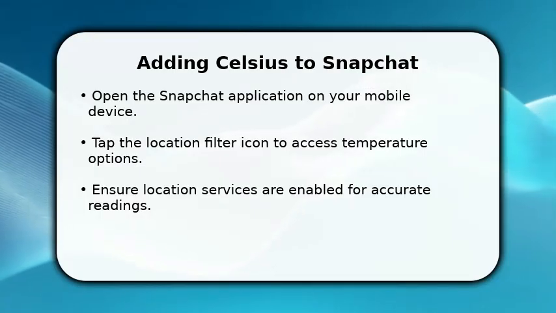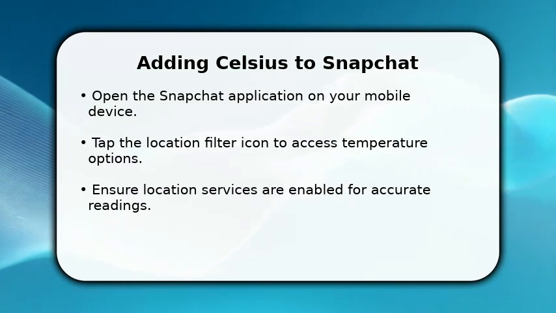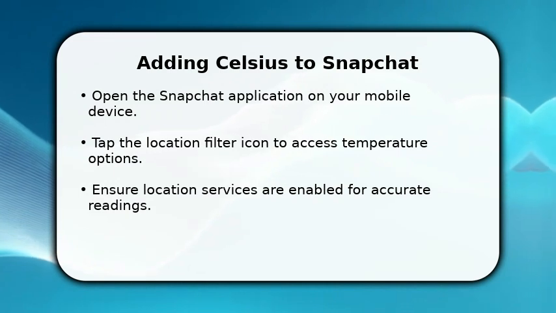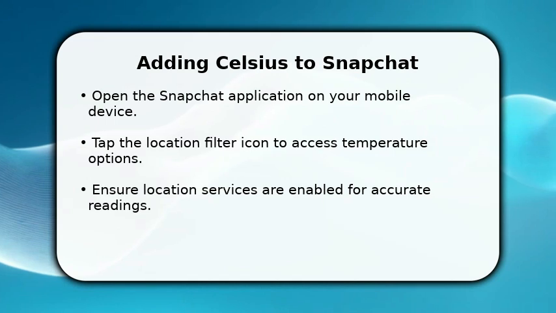In this video, I will explain how to add Celsius to Snapchat. First, open the Snapchat application on your mobile device. Next, take a photo or video. Then, tap the location filter icon, which looks like a small thermometer, to access the temperature options.